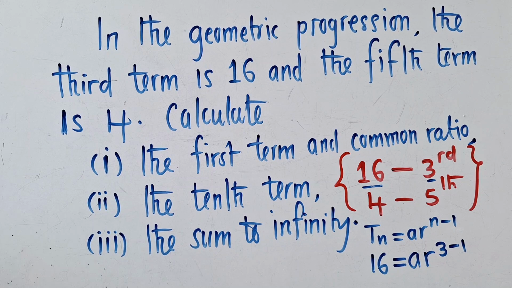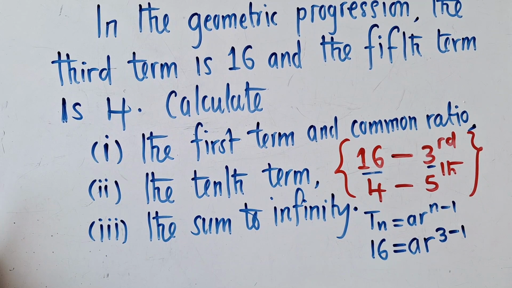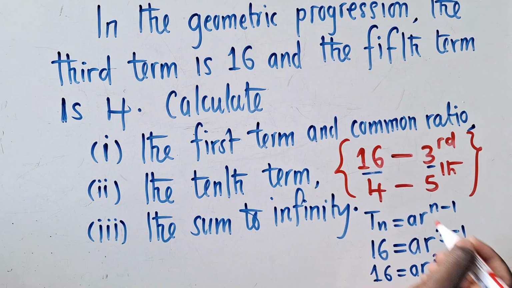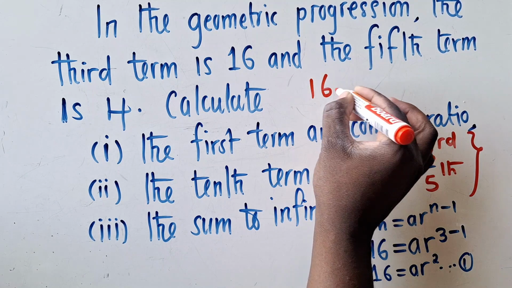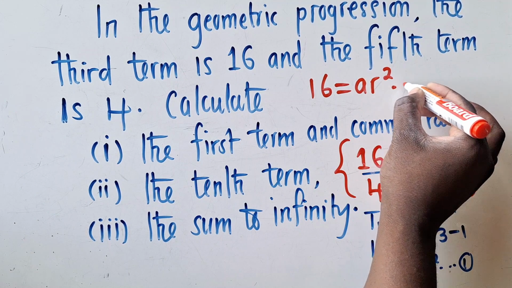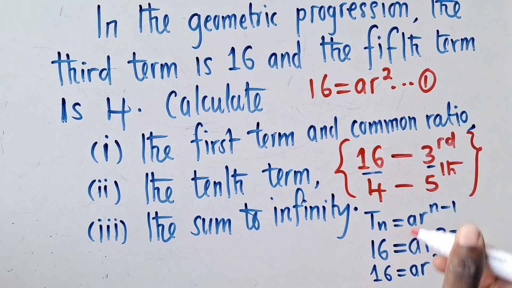So when we simplify this, we're getting 16 is equal to a r power 2. So this is our equation 1. We call this equation 1. So let me write equation 1 here because I'll need it. So that is 16 is equal to a r power 2. This is our equation 1.